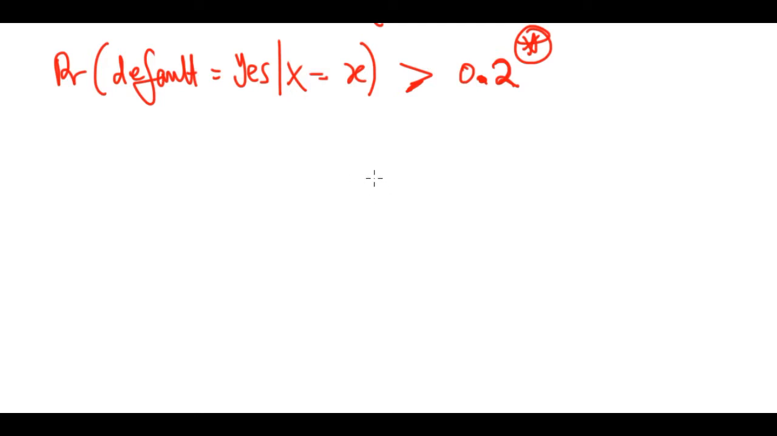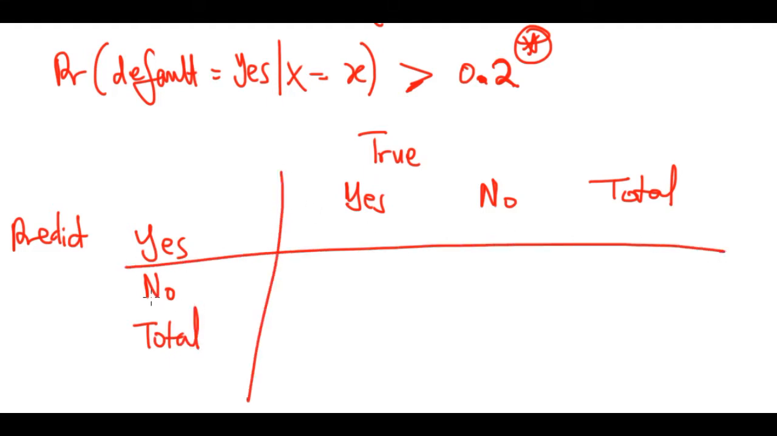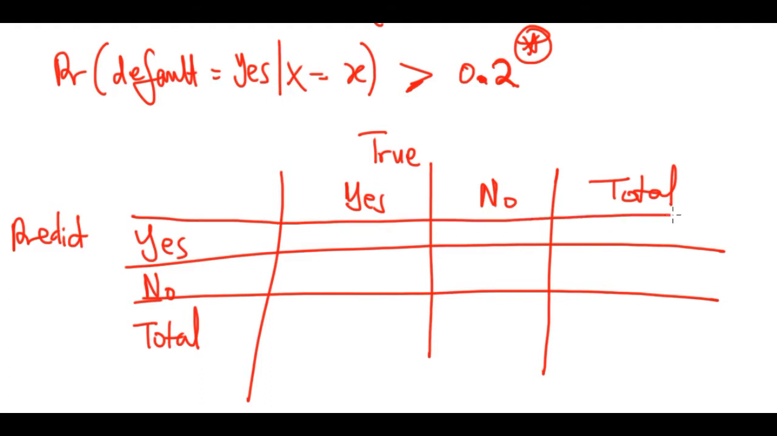Now what happens? Let's discuss what will happen in that case. If we change to 0.2 in our case and we run our LDA again, this is the matrix that we're going to have. Sorry, I'm rushing because I don't want the video to be too long.